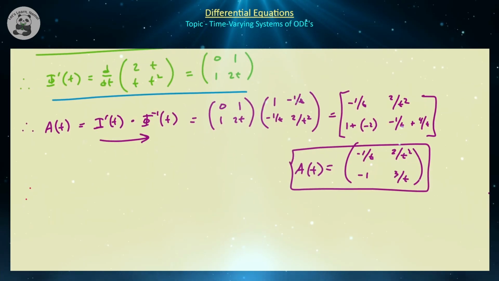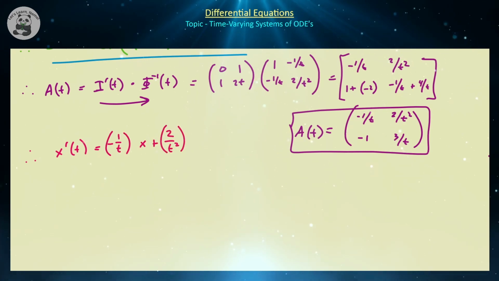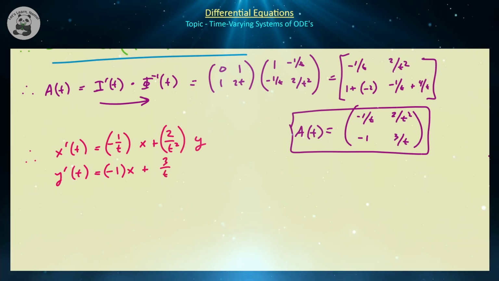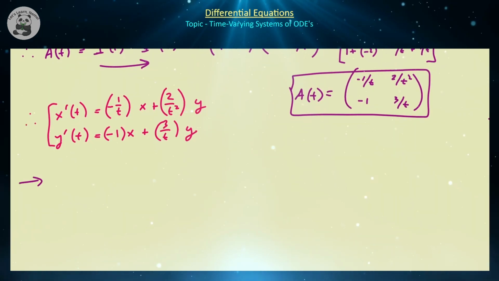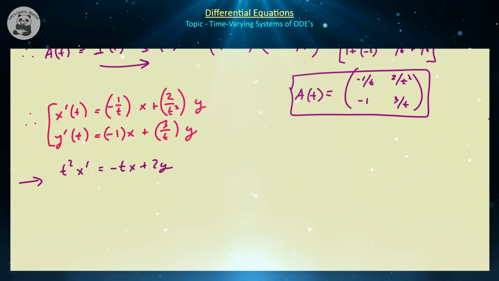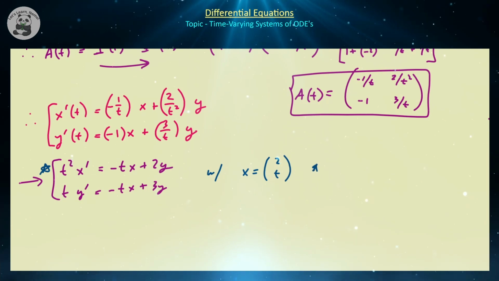So that means the system of differential equations that has these two solutions in it is x prime of t equals −1/t times x plus 2/t² times y, and y prime of t equals −1 times x, plus 3/t times y. We can multiply both sides by t² to make this a little bit nicer to look at. So once we do that, we have t²x′ = −tx + 2y, and ty′ = −tx + 3y. And that is our system of differential equations whose solutions are x = 2t and y = t², or any linear combination thereof.